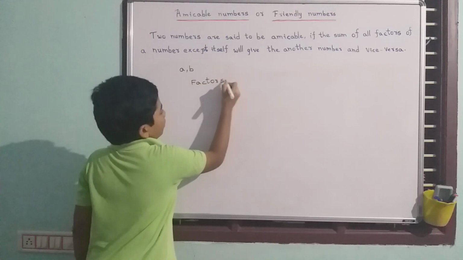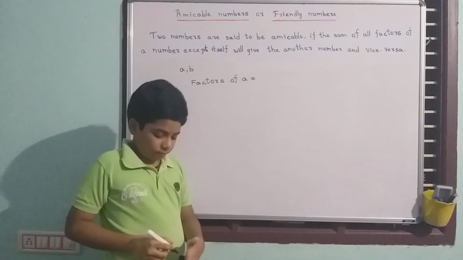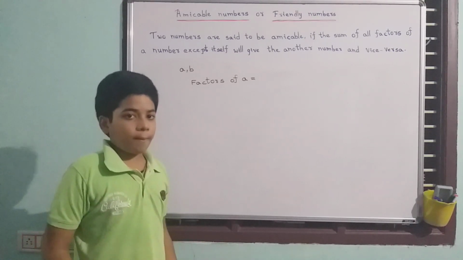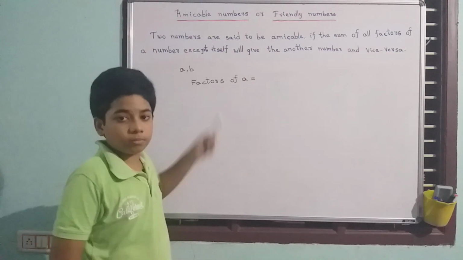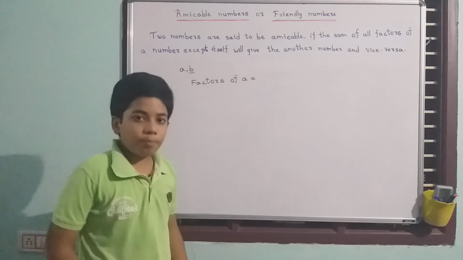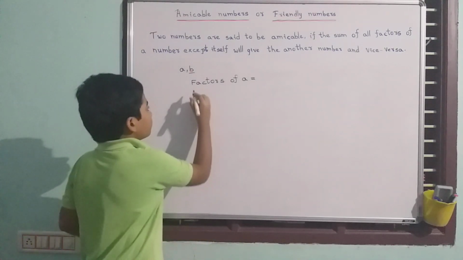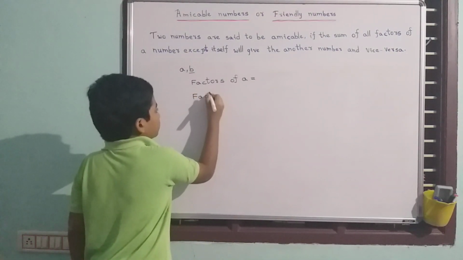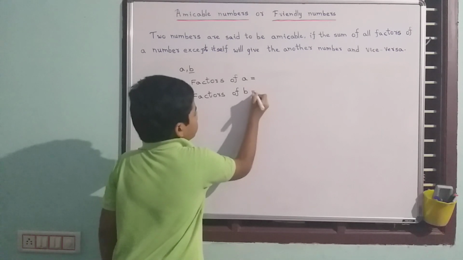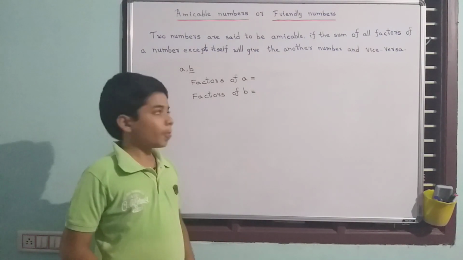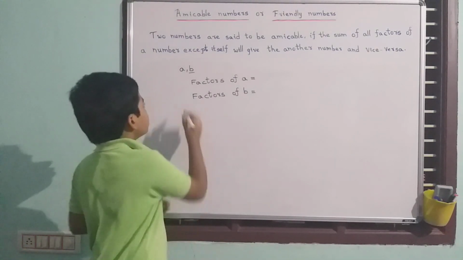After writing the factors of A, we have to add the factors of A. After adding, the sum has to be equal to B. After that, we have to write the factors of B. After writing the factors of B, we have to add the factors of B. After adding, the result has to be equal to A.